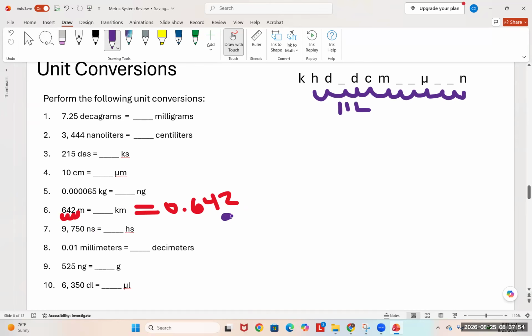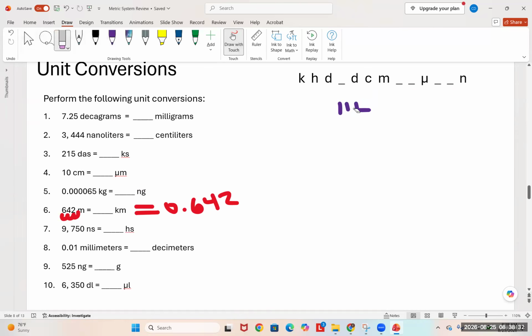So let's write this out over here. So 9,750, moving it 11 places to the left. We're going to go 1, 2, 3, 4, 5, 6, 7, 8, 9, 10, 11. Y'all, that was 7 zeros. Okay, so it's going to be 0.00000000975. So that is a super small number. Okay, so it was a decimal, 7 zeros, and then 975.